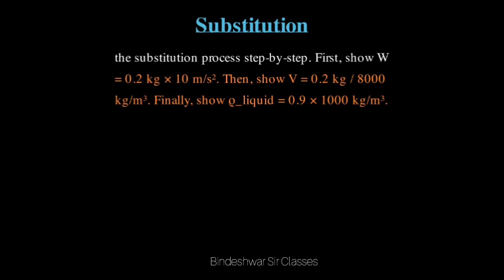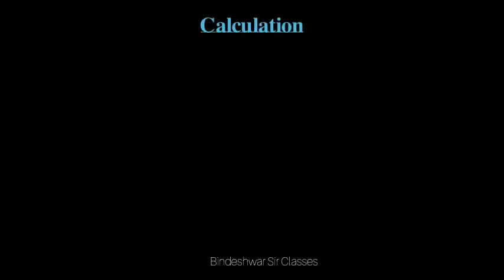Next, we'll work towards finding the upthrust, U. The formula for upthrust needs the volume of the object and the density of the liquid. The volume of the iron object is its mass divided by its density. So V equals 0.2 kilograms divided by 8,000 kilograms per cubic meter. The density of the liquid is its specific gravity times the density of water, which is 0.9 multiplied by 1,000 kilograms per cubic meter. Now we have all the pieces to find the upthrust.